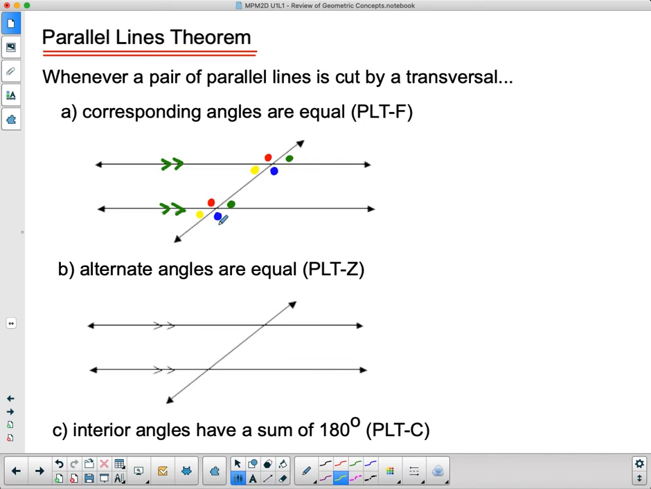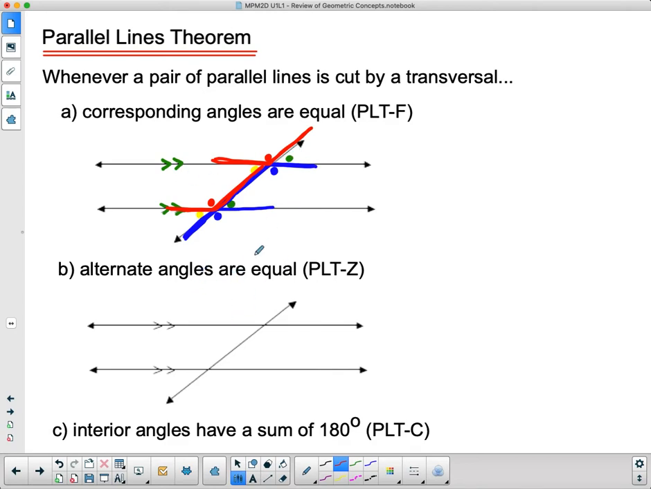Now we call this PLTF because you can see if I take my blue pen and mark the blue angles that I have here, if I mark those two blue angles, they roughly make an F pattern. It doesn't matter whether it's frontwards or backwards or upside down, so let's do it with the red ones. I'm going to mark out the red angle. There's one red angle. Here's the other red angle. So now we have an upside down F. But basically they just correspond to the same location in each intersection.